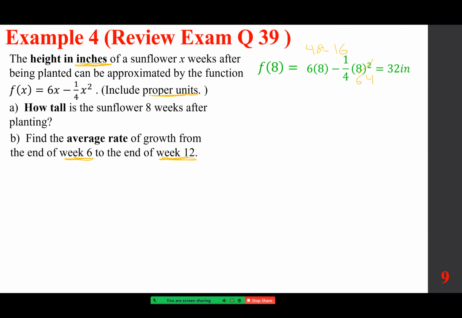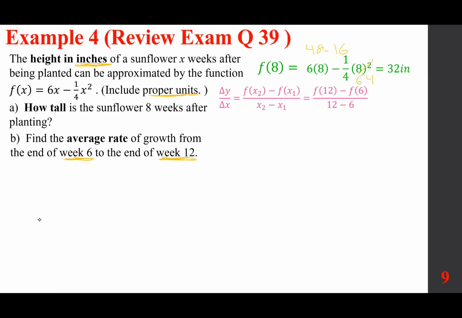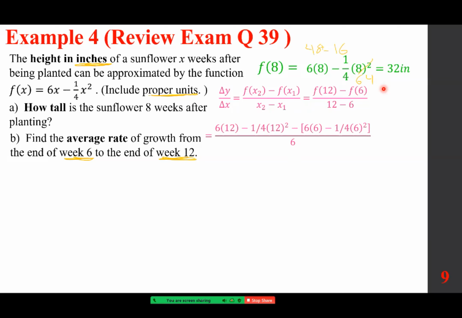Part B is also elementary algebra because it's asking for the average rate and it's giving us 2 points in time. So we want rise over run. We want the slope of a secant line. We want f of b minus f of a over b minus a, or f of x2 minus f of x1 over x2 minus x1. However you want to put that, simply put, evaluate the function when x is 12 minus evaluate the function when x is 6, which is elementary algebra, and that becomes your numerator.